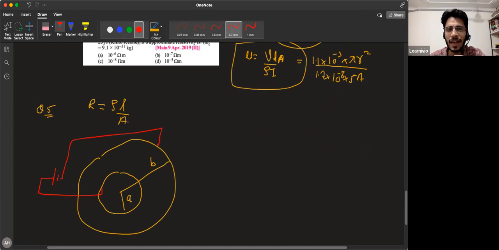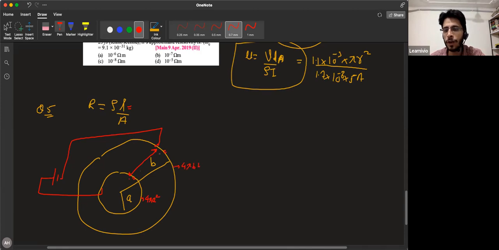So what is L here? What does L mean in this relation? Length. Length means the separation between the 2 points at A and B between which you are calculating the resistance. So basically this is the L. And what is A? A is the area of the surfaces at the 2 ends. The area of this surface is 4 pi A square. And the area of this surface is 4 pi B square.